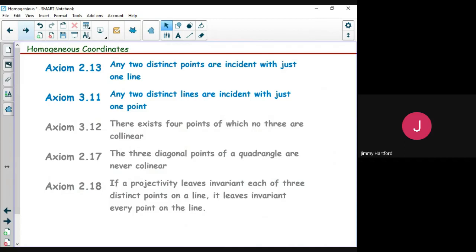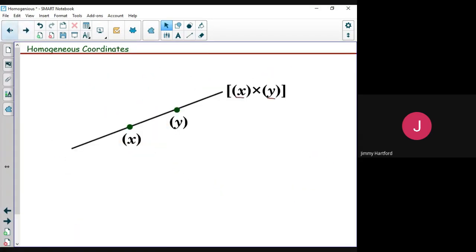The first 2 axioms, 213 and 311, say that if I have 2 distinct points, they're going to be incident with just 1 line, and 2 lines are going to be incident with just 1 point. If you look back, we were able to establish this line using some computation, which means there's only 1 line that we can identify given any 2 points.